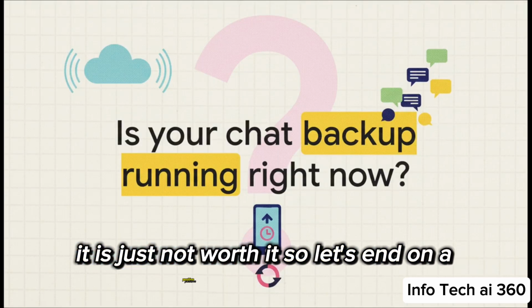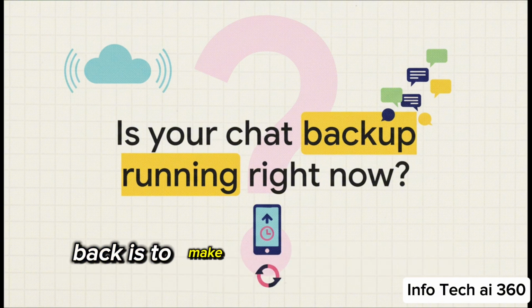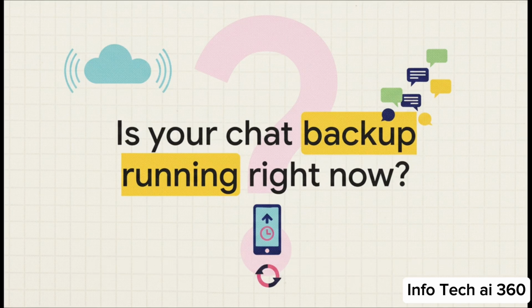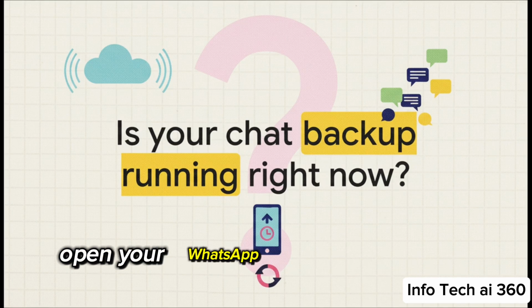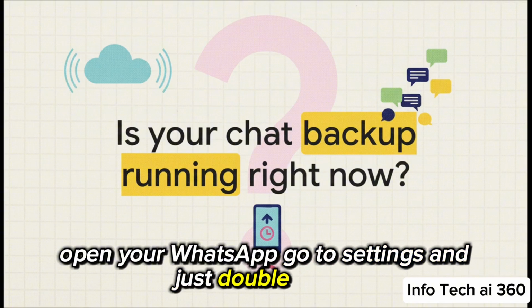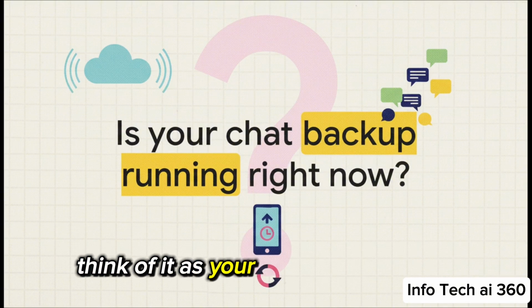So let's end on a positive, proactive note, because the best way to get a message back is to make sure you never really lose it. So I'll leave you with this question. Why not take 30 seconds, like right now? Open your WhatsApp, go to Settings, and just double-check that your automatic daily cloud backup is turned on. Think of it as your future undo button.